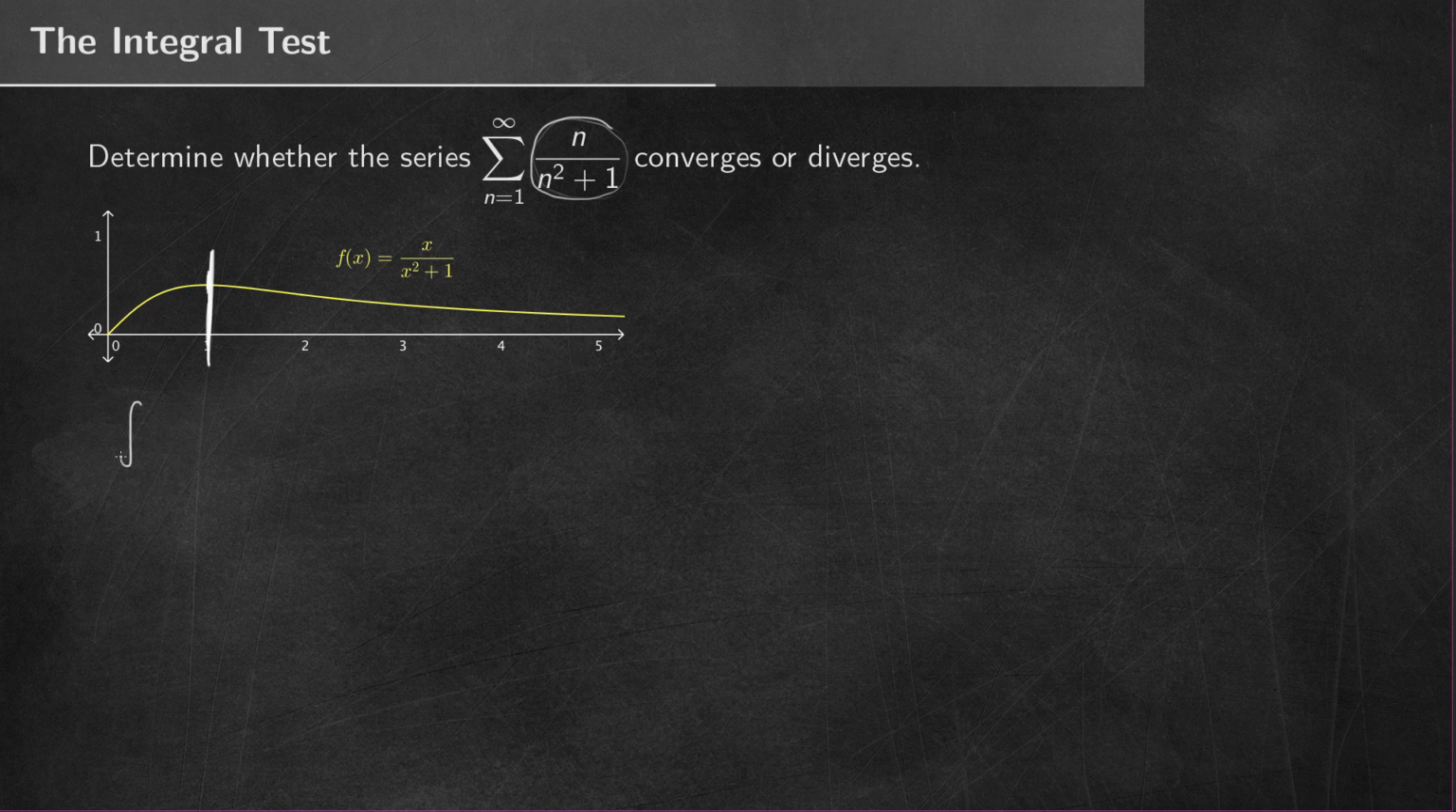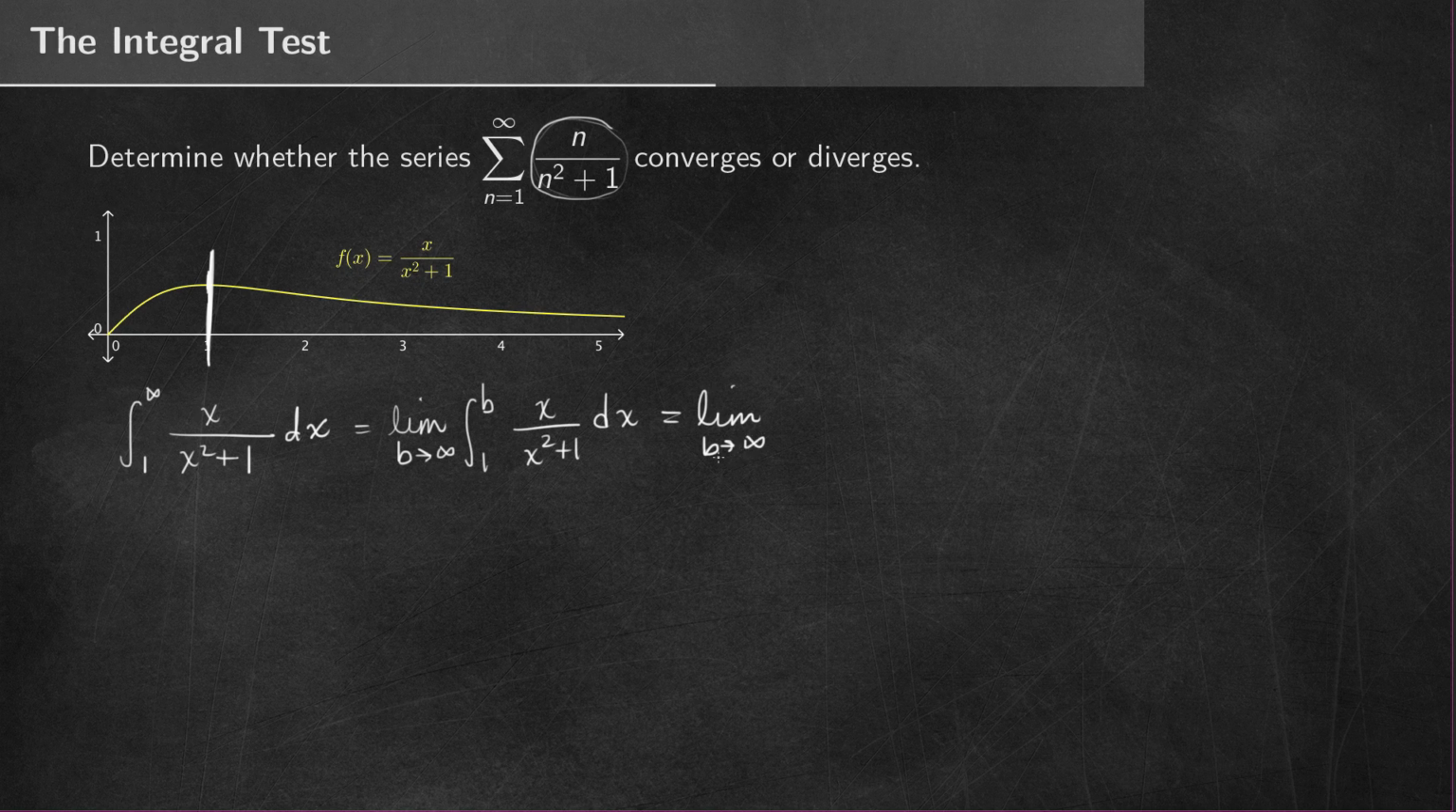Now we're going to find the integral of f of x. So the integral of x over x squared plus 1 from 1 to infinity. Find that integral, x over x squared plus 1 dx from 1 to infinity. This is an improper integral, but we know how to evaluate improper integrals. We take the limit as b approaches infinity, integral from 1 to b of x over x squared plus 1 dx. Okay, so we have limit as b approaches infinity.